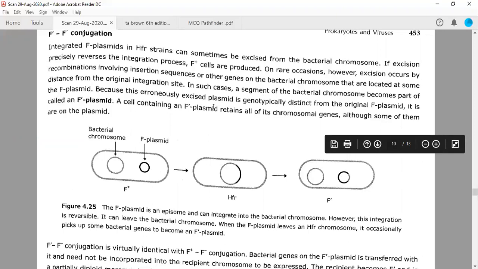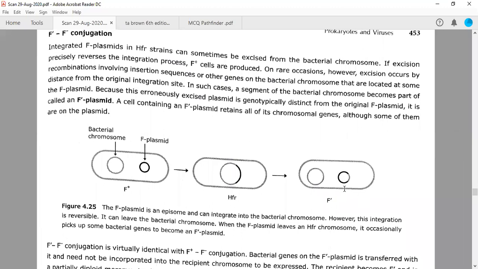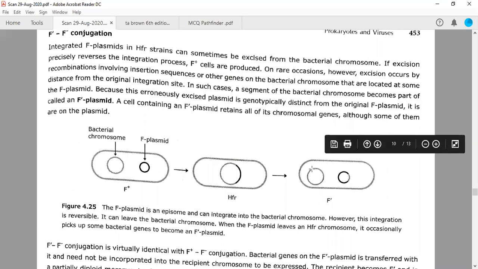So a cell containing an F dash plasmid retains all of its chromosomal genes, although some of them are on the plasmid. Actually, the bacterial cell has all the genes, because some genes remain in the bacterial chromosome and some remain on the F plasmid, but they are present in the same cell. Therefore, it has all the genes, but when this is transferred from F dash to some recipient bacteria, from donor to recipient, it will transfer some of the genes of the bacterial chromosome to that recipient, right?